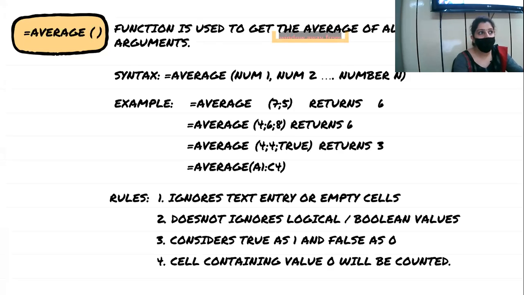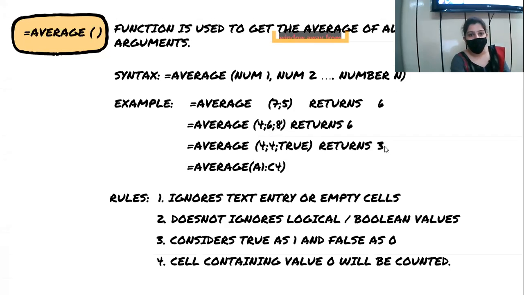12 divided by 2, because the two entries are there, two values are there. So that is equivalent to 6. 12 divided by 2, answer will be 6. Clear? The next example, equal to average 4, 6, 8. How is it getting the output 6? 18 divided by 3. Now the number of values is 3. So it is equivalent to 6. Clear?